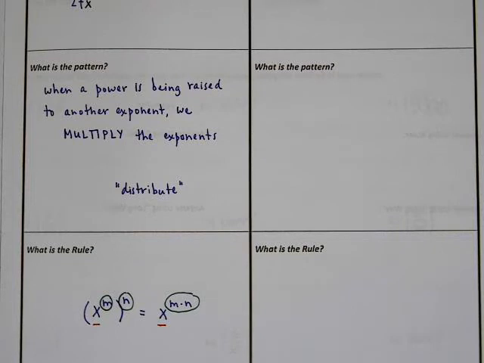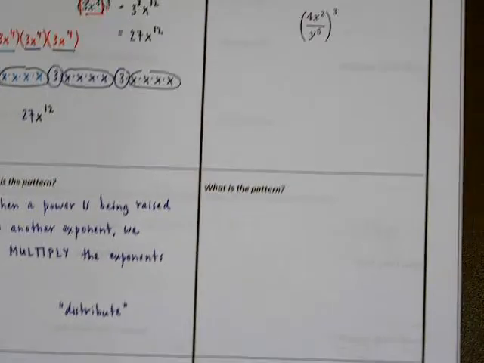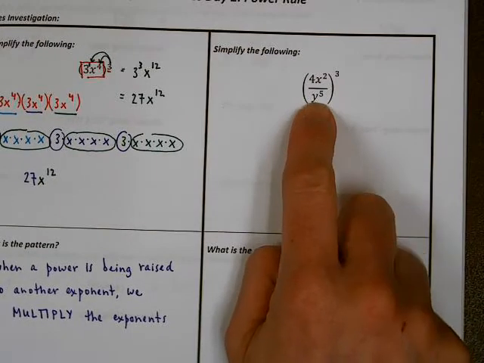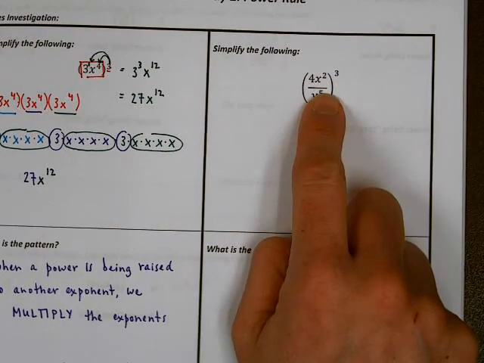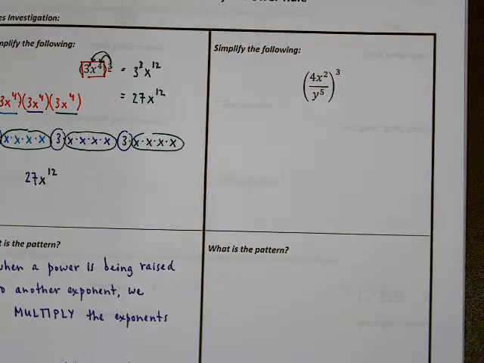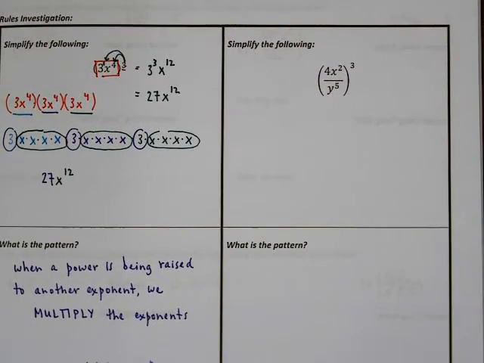So let's look at a different example. It gets a little more complex, but it's going to use the same basic rule. So I'm going to move over here. So now we have 4x squared over y to the fifth. I've got a quotient, and we're raising that to another power. So the idea here is we're going to, again, just look at this by expanding it.